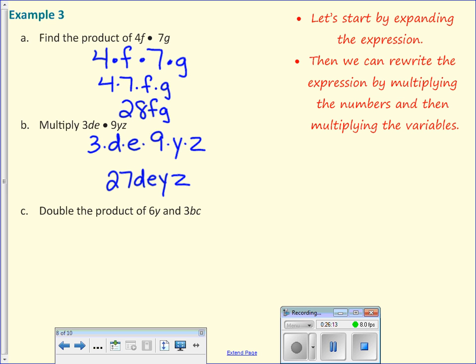So double the product of 6y and 3bc. Well, first let's find the product. So we have 18bcy, but they want us to double it. To double it means to multiply it by 2. So you're writing it, that's not correct, that means something different. So please don't go ahead. Please copy the notes that I'm writing on the board. Okay, so read the directions carefully on the problem set so that you're giving them what they're asking for on the questions.